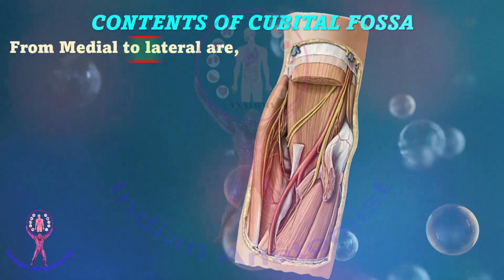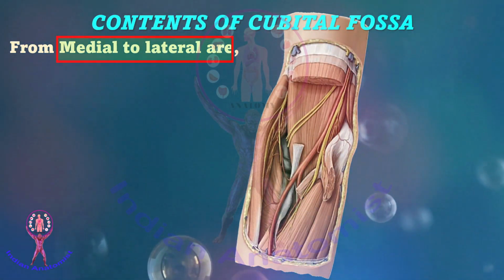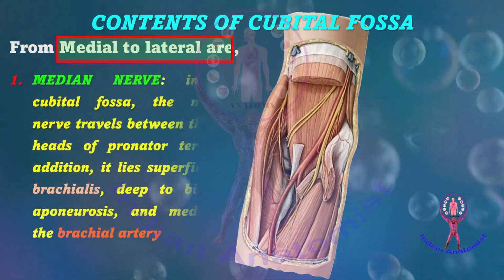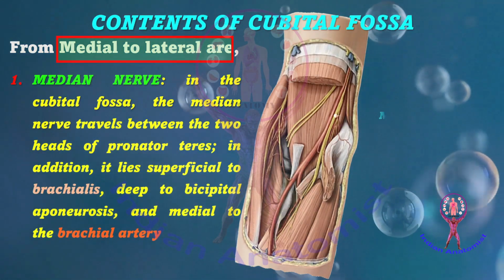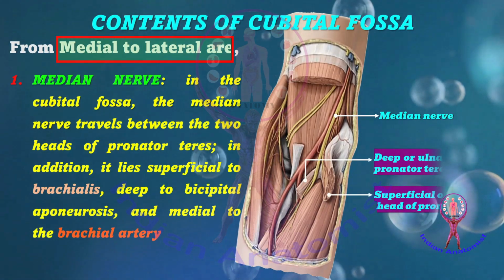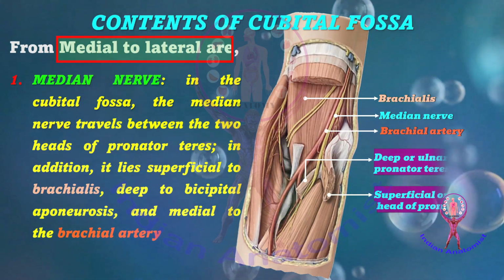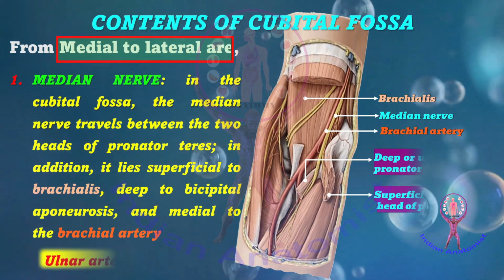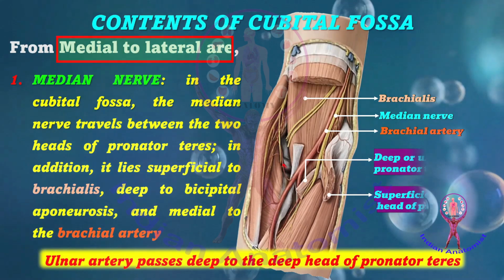Coming to the contents of cubital fossa. From medial to lateral, they are number 1, median nerve. In the cubital fossa, the median nerve travels between the two heads of pronator teres. In addition, it lies superficial to brachialis, deep to bicipital aponeurosis and medial to brachial artery. At the same time, ulnar artery passes deep to the deep head of pronator teres.